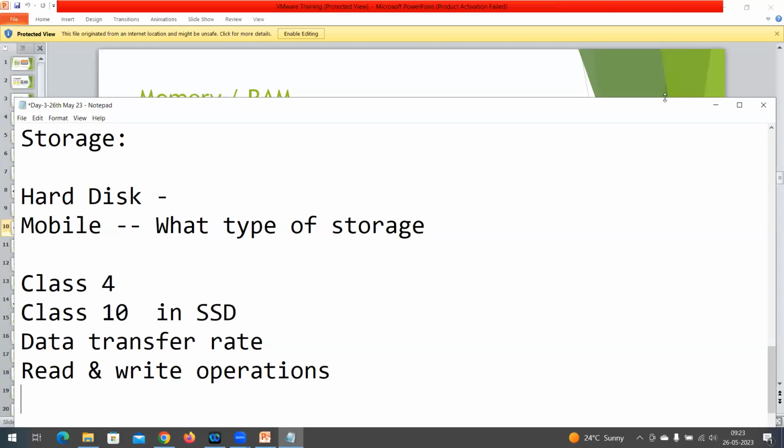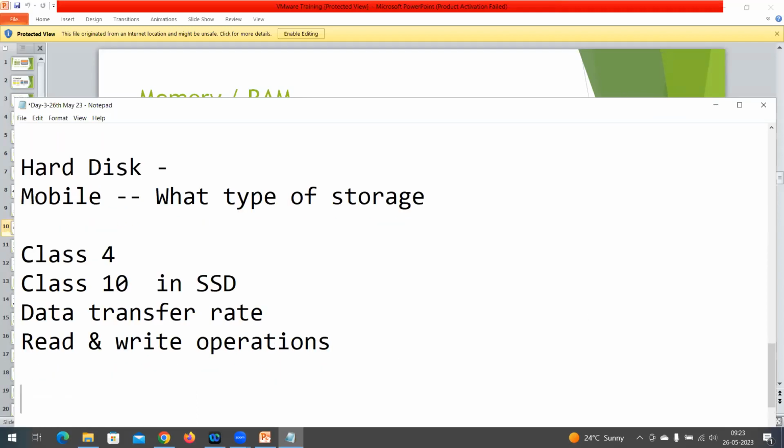So I need to make sure what storage I'm going to provide. It should support high read and write operations. For example, an SSD can support 300 Mbps per second, right? It is going to write the data at 300 Mbps for a given second. You can classify the types of server storage.